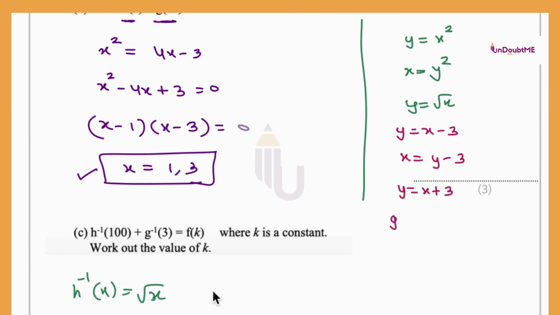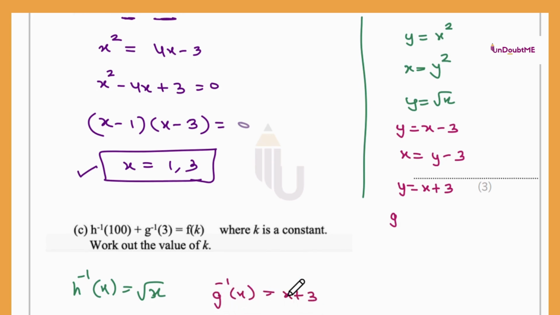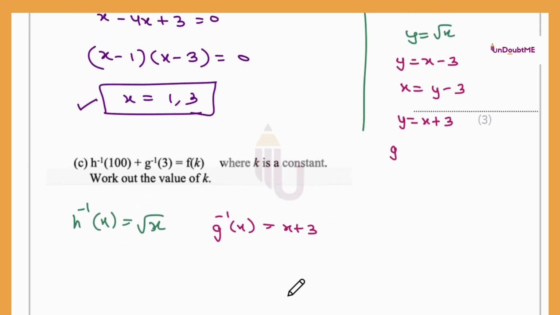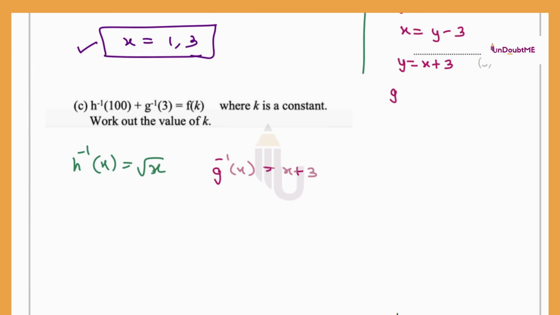And then finally we can say that G inverse of x is x plus 3. For solving inverse, we are using the same thing that we did in the last question, so I'm just doing it directly. Now we need to use these numbers. So h inverse of 100 means root 100 plus G inverse of 3, which is 3 plus 3, is equal to f of k.